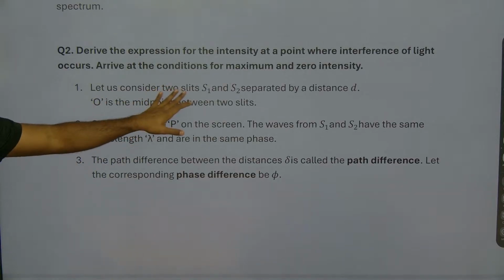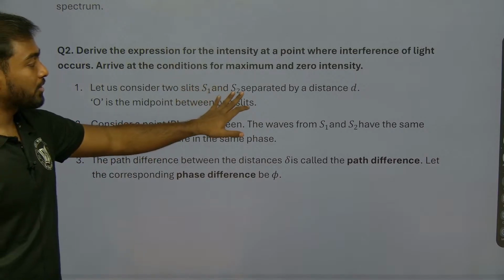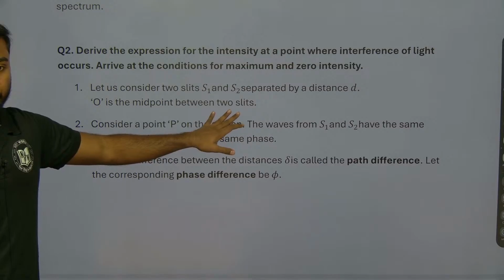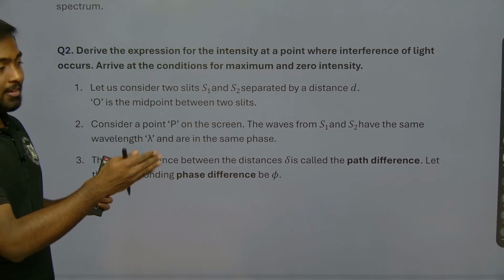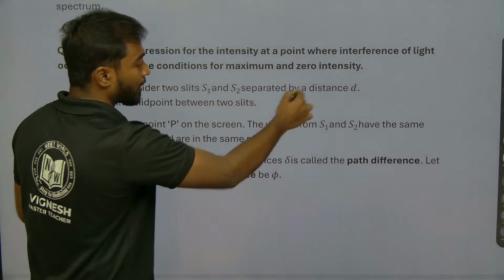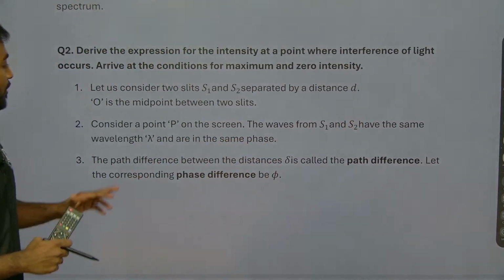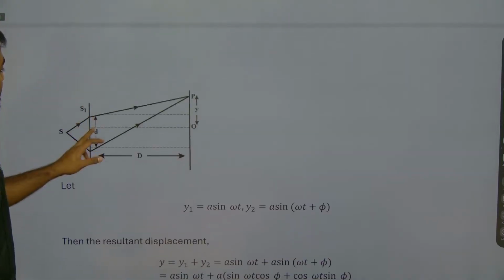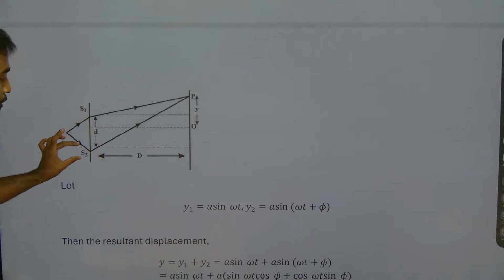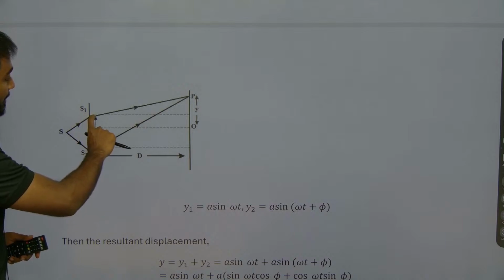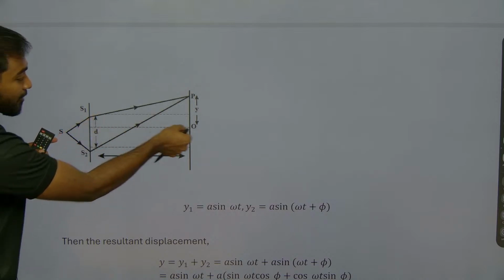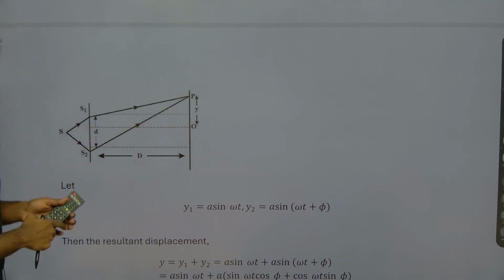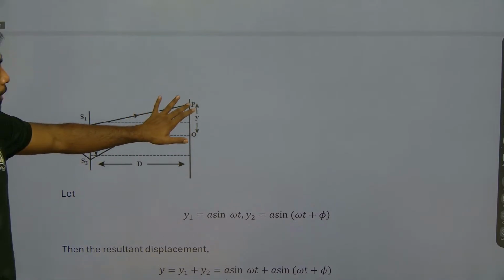Let us consider two slits, S1 and S2, separated by the distance d. O is the midpoint between the two slits. We have taken the slits S1, S2, and the distance between them is d. So, consider a point P on the screen. This is my screen. This is slit 1, this is slit 2, and the distance between them is d. The midpoint I need to take as O. If you see here, this is my midpoint, I have taken as O. This is O and this is also O, and I have taken a point P on the screen.